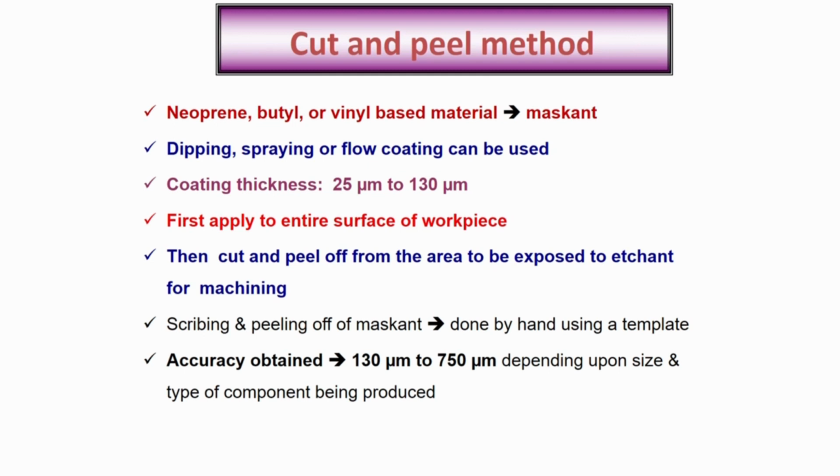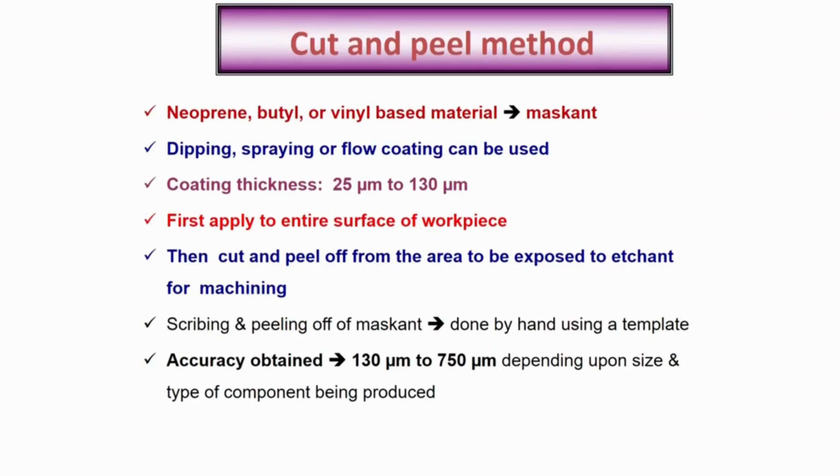So this coating is made on the entire surface of the workpiece because it is dipped into the maskant coating tank. So the entire workpiece is actually coated. After that, this maskant is cut and peeled off from the area to be exposed to the etchant for machining. Scribing and peeling of the maskant is done by hand using a template. The accuracy obtained by this cut and peel method is 130 micron to 750 micron, depending upon the size and type of the component being produced.